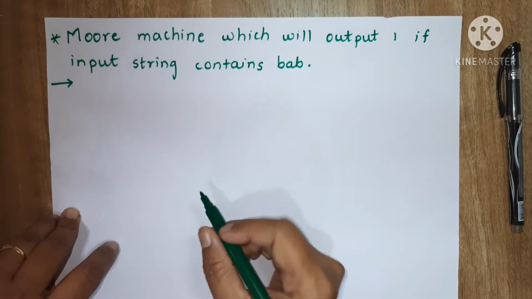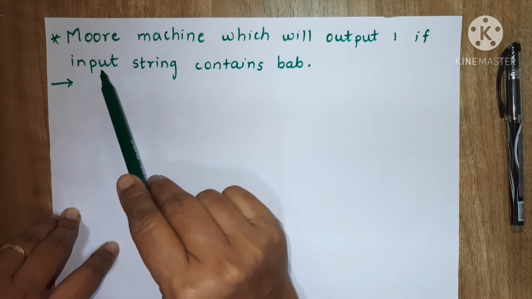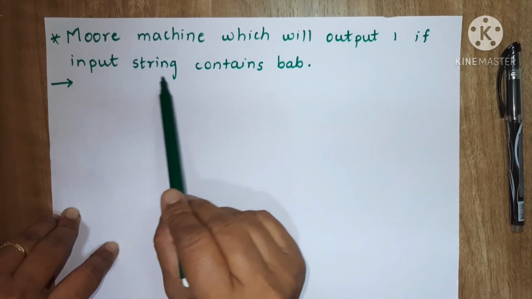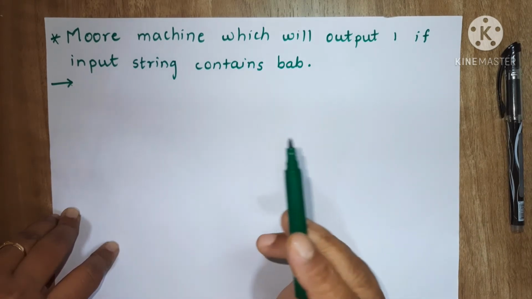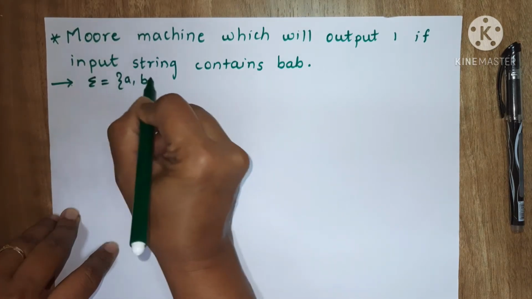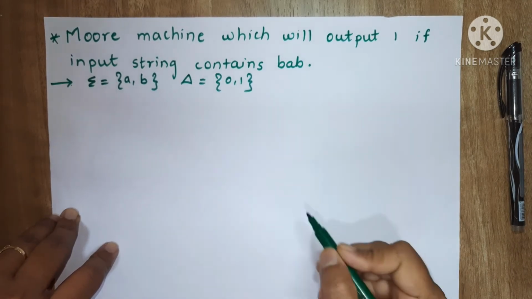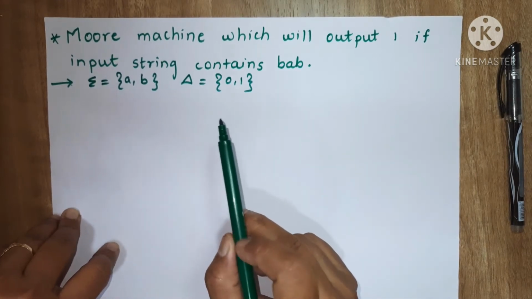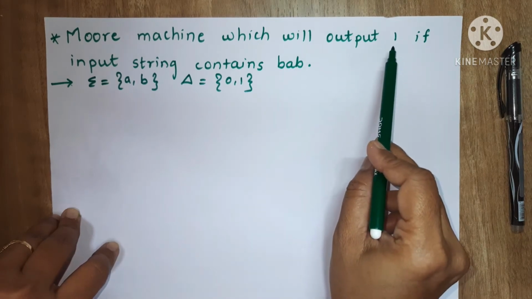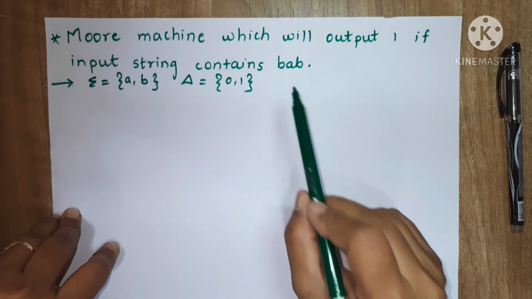So in this video we are going to see one more example of Mealy machine. Here our problem is we have to design a Mealy machine which will output 1 if your input string contains BAB. So here sigma is A comma B and your delta is 0 comma 1. Whenever in your input string it gets BAB as a substring, at that time it should produce output as 1, and at all other places it should give output as 0.